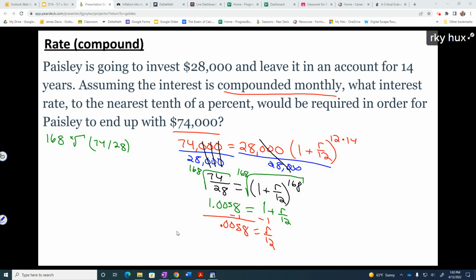So just take it on your calculator. What you had before, do minus 1, enter, times 12, enter. And don't clear your calculator, just leave it there. 0.06961.